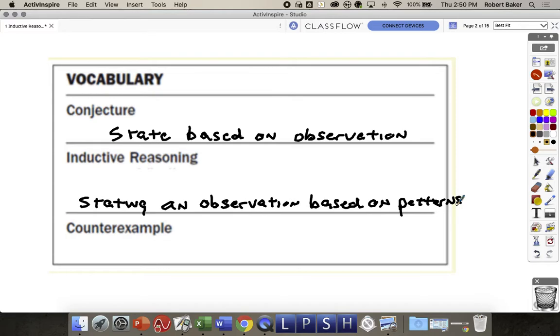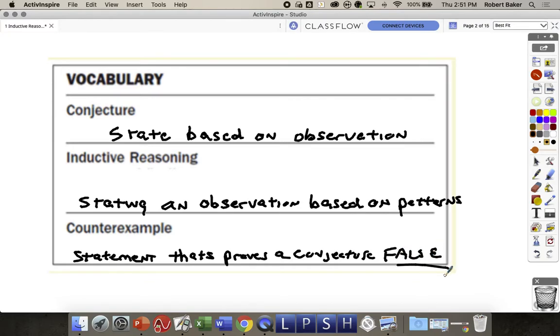So let's jump into the counterexample. What do you think a counterexample is? So a counterexample is a statement that proves a conjecture false. So your counterexample has to be a specific example, very, very, very specific.